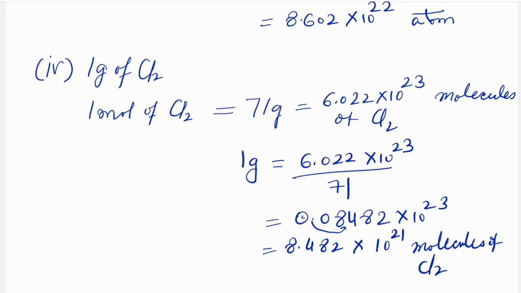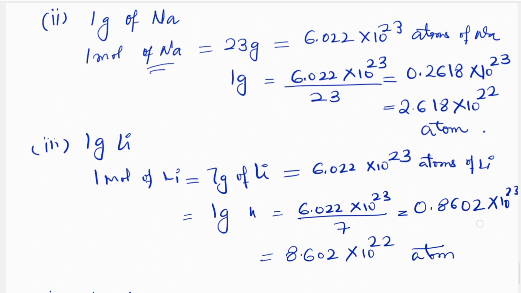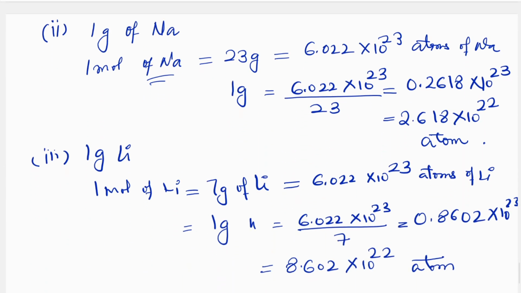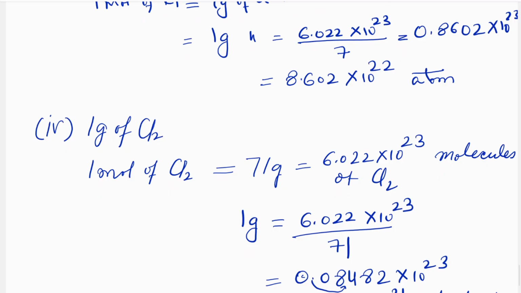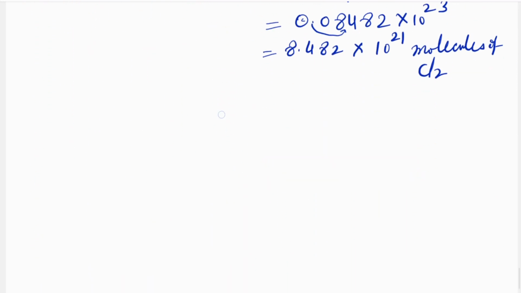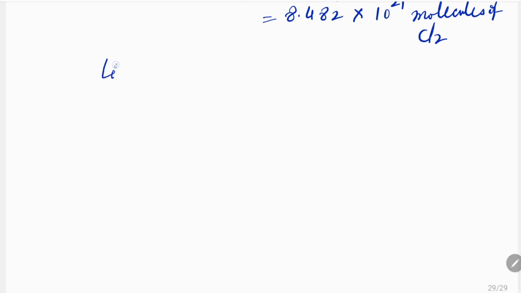Now, if you can see, our question was which one of the following will have the largest number of atoms. Okay, so we have calculated for everything: for gold, for sodium, for lithium and chlorine. If you can see over here, lithium will have more. Lithium has the most number of atoms. Then comes sodium. Then comes your chlorine molecule. And then there is gold.